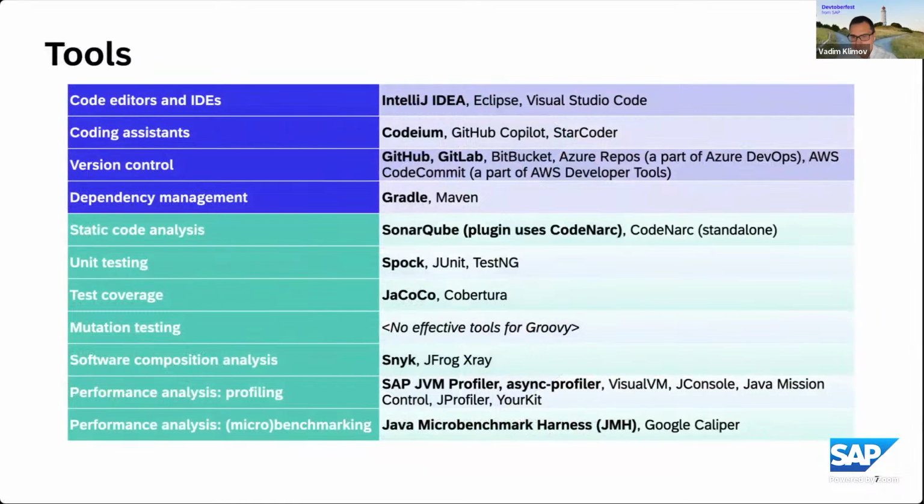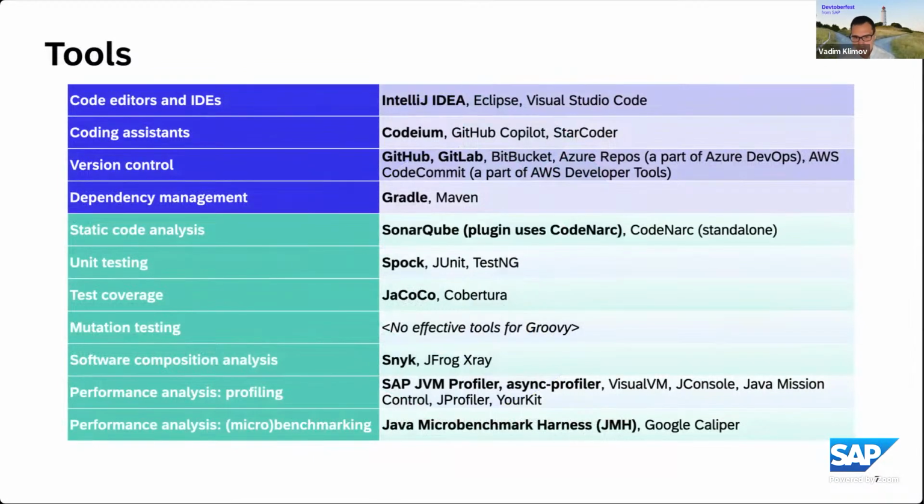And I would like to draw your attention to StarCoder. That's another one that is evolving. It's quite recent, but it also was trained on a large code base of Groovy scripts. For version control, as I mentioned, a lot revolves around Git-based version control systems. So those can be GitHub, GitLab, or some offerings from hyperscalers.